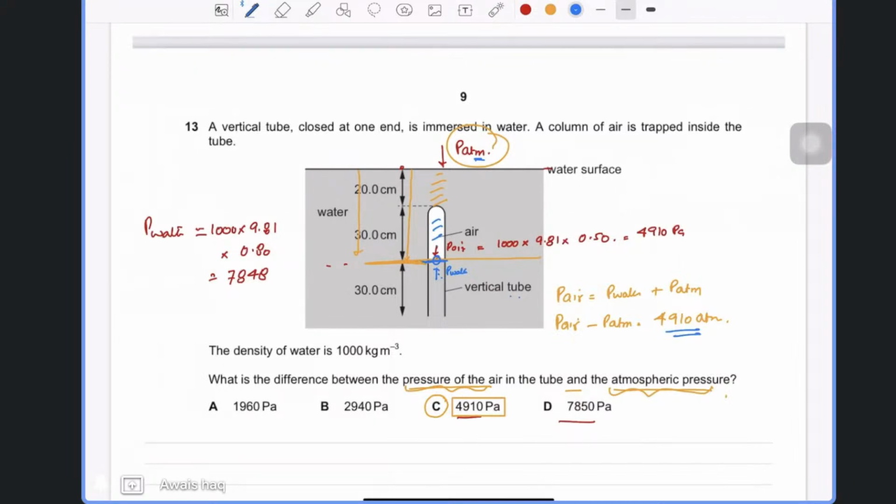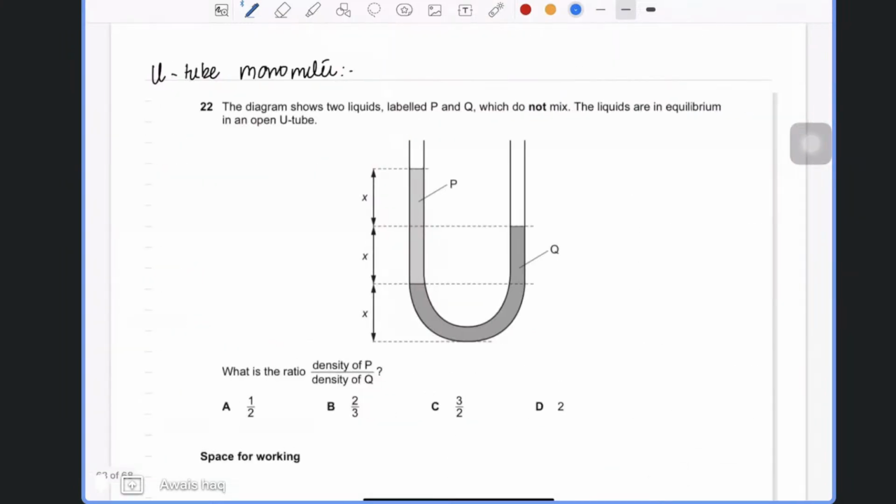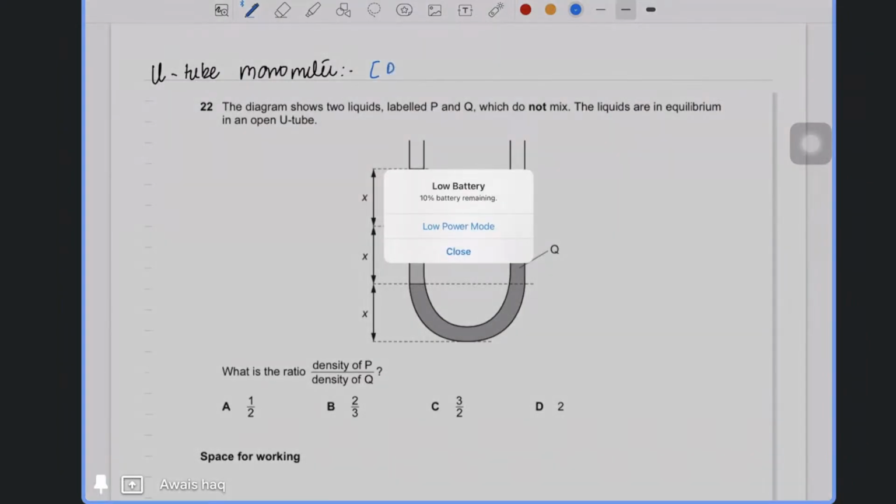Yes. Okay. Now keep this level in your mind, and it will help you again in the next question. So, for example, if a manometer comes, the manometer basically gives you the difference.